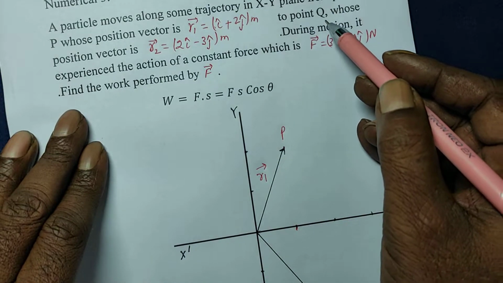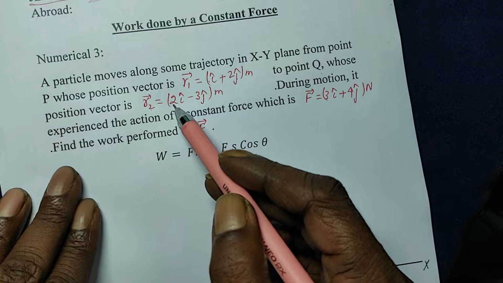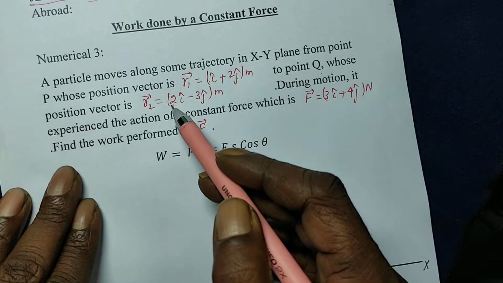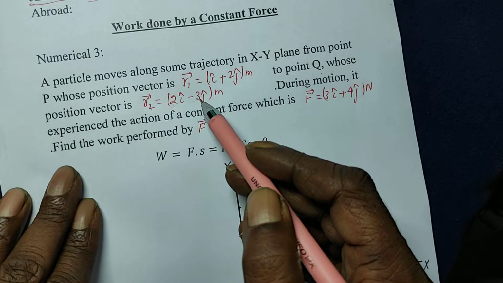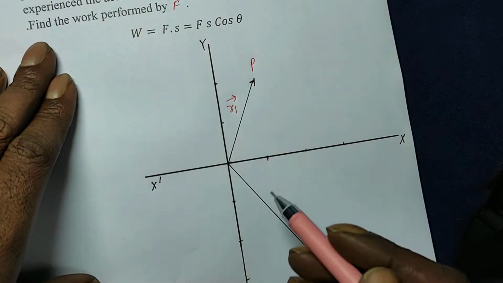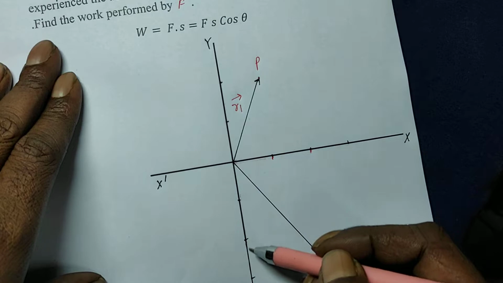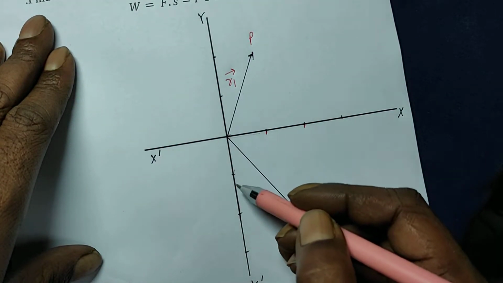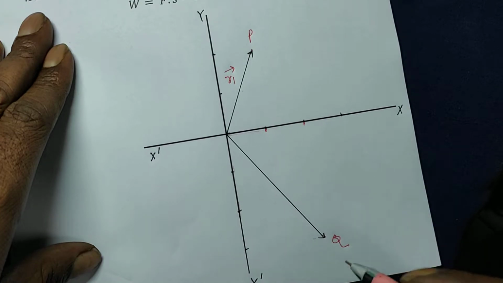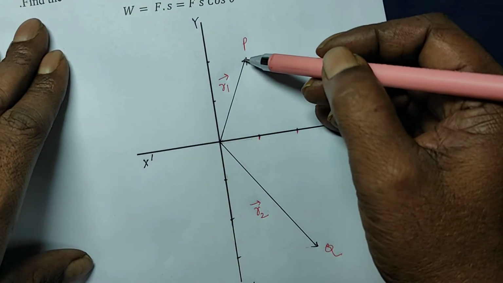Now it moves to a point Q, whose position vector R2 is given as 2i cap minus 3j cap. It means the point Q is at 2 units along the x-axis and minus 3 units, meaning 3 units along the negative y-axis. Let me show that point Q here. 1 unit, 2 units, then minus 1 unit, 2 units, 3 units. So 2 units to this side, 3 units to this side, then you arrive here. This is your point Q, and this is your position vector R2.